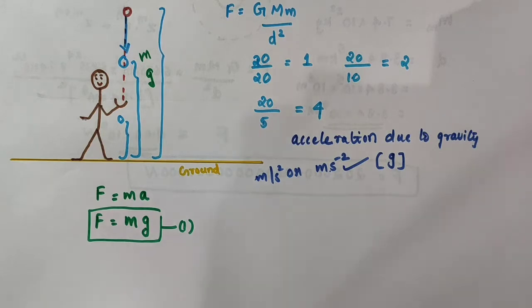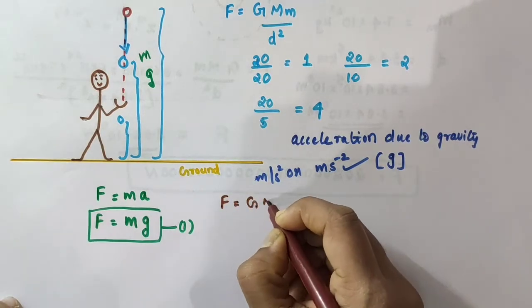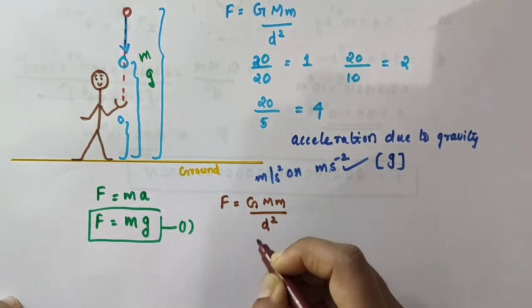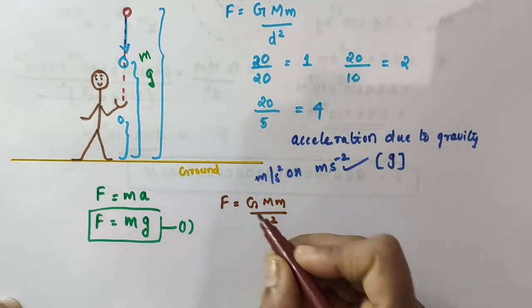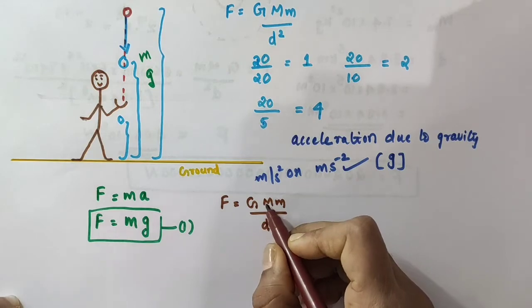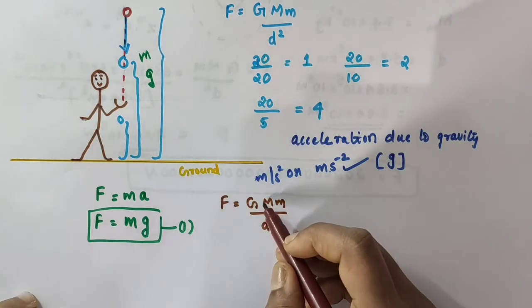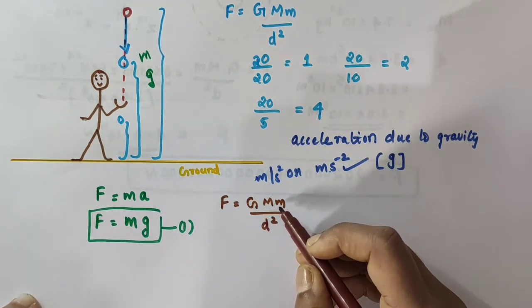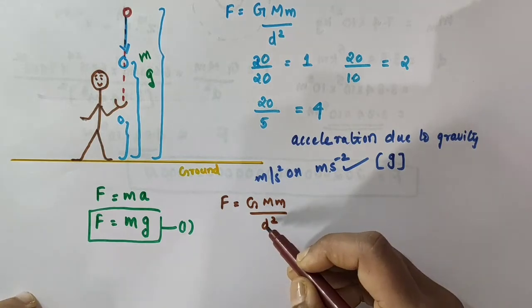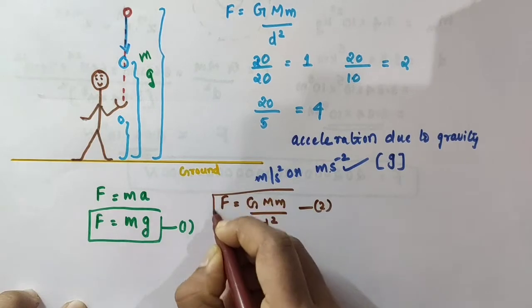Now, we have one expression for the magnitude of the gravitational force as F equals G M m divided by d square, where G is the universal gravitation constant. When we talk about the falling motion of an object towards the earth, capital letter M can be considered as the mass of the earth, small letter m as the mass of the object, and d is the distance between the object and the earth. I'm taking this as equation number 2.